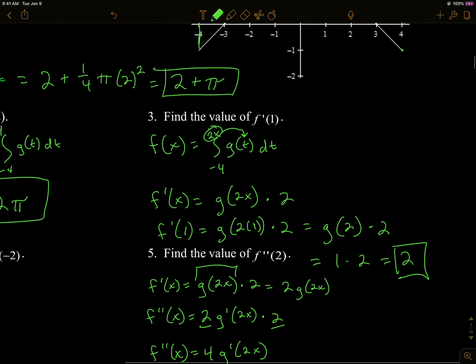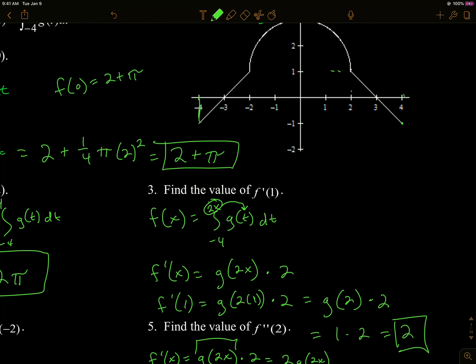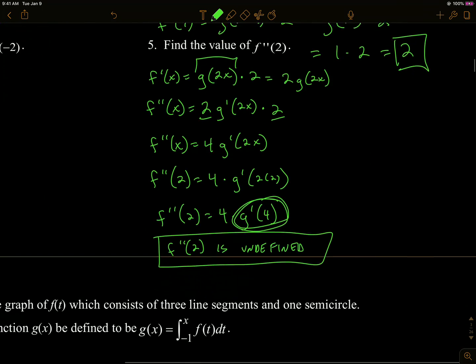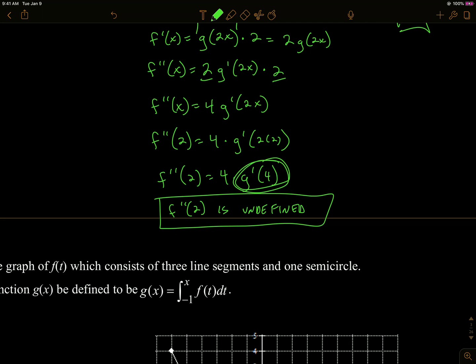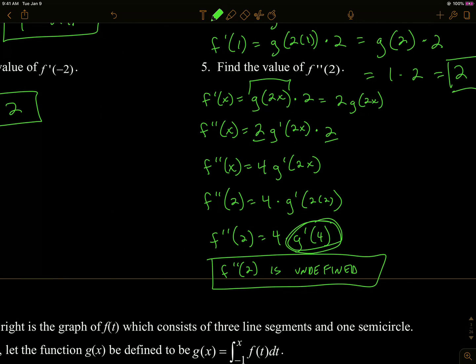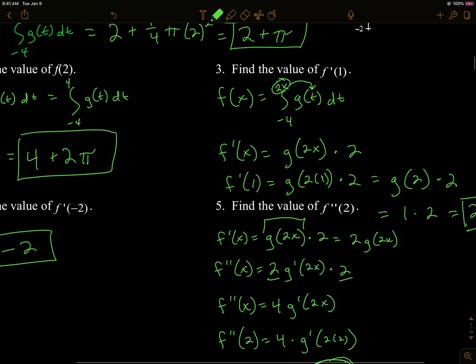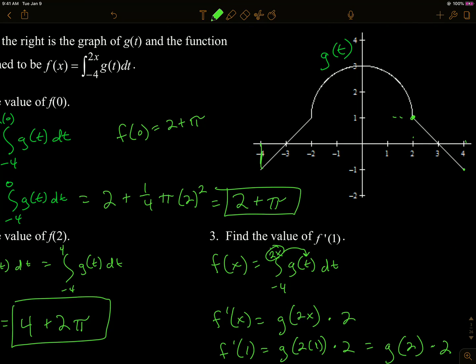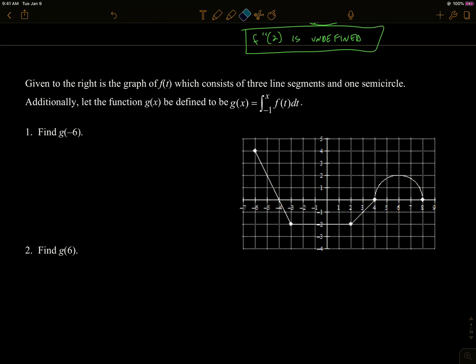If I had to ask for f double prime of, say, 1, when I plug the 1 into all this, this would have been a g prime of 2. So I would have been at 2, still undefined, so that's a bad example. If I did 1.5, if I said f double prime of 1.5, we would be at 3, and at 3, I know what the derivative is there because it's a nice straight line, so we could have figured out the derivative and got an answer. All right, let's move on.